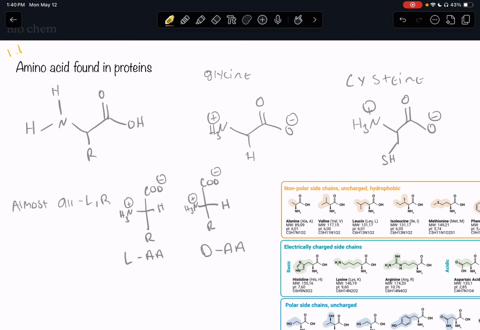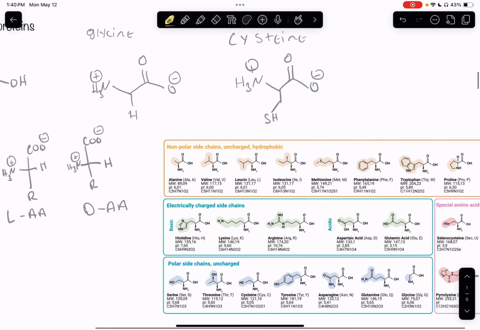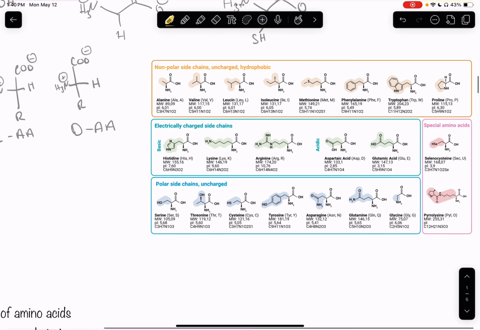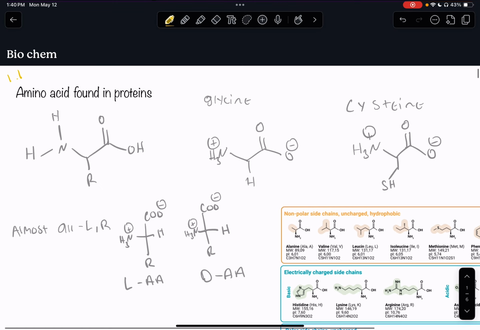So this is chapter 1.1, amino acids found in proteins. Now, I went over amino acids already in the orgo section, so this video is going to be like 1 minute long. We're just going to go over some key amino acids and then go through this chart really quickly. Well, a little longer than 1 minute, but let's just get started.